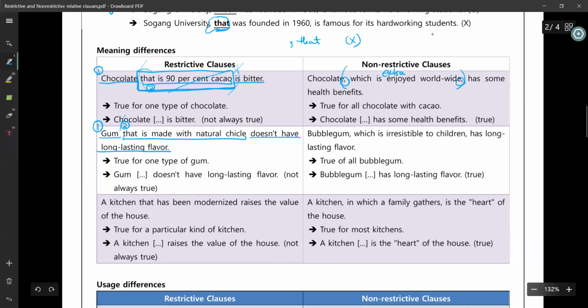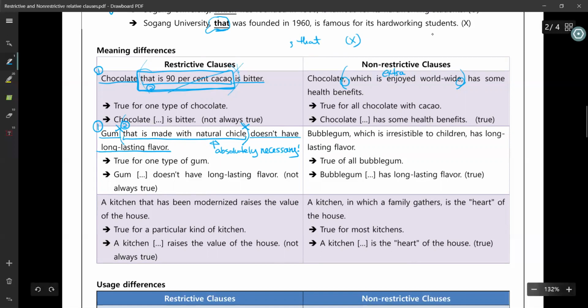Now, if we take this out, then it doesn't make sense. Gum doesn't have long-lasting flavor. Are we talking about every type of gum? No. So, in this case, we have to have this specific information. This is absolutely necessary. And that's why we don't want to trap them inside a set of commas. So, we can't trap them inside, and that's a restrictive clause.